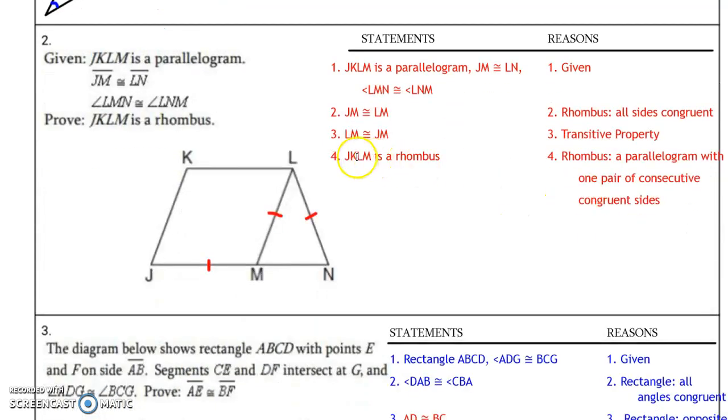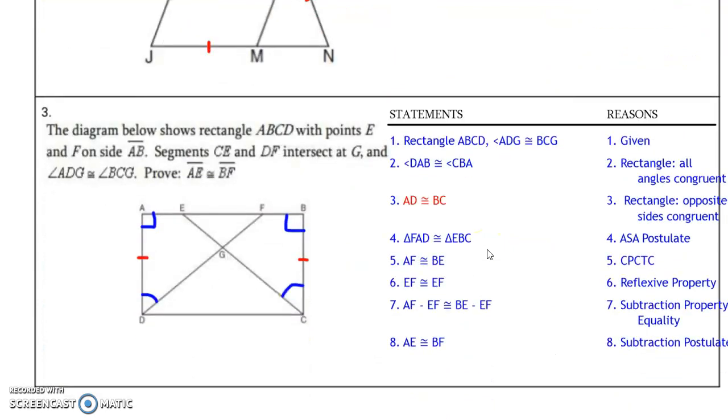Finally, we can say that JKLM is a rhombus because as soon as we have 1 pair of consecutive congruent sides, we know that it is going to be a rhombus. All right, for number 3, it was asking us to prove that AE is congruent to BF, so you could probably guess that we're going to first try to prove that triangles are congruent and then try to get CPCTC to say that AE is congruent to BF.